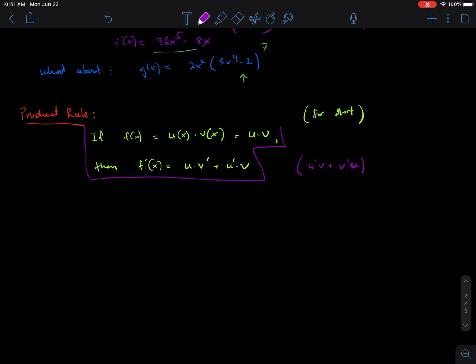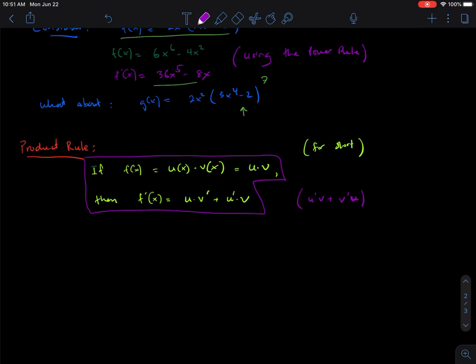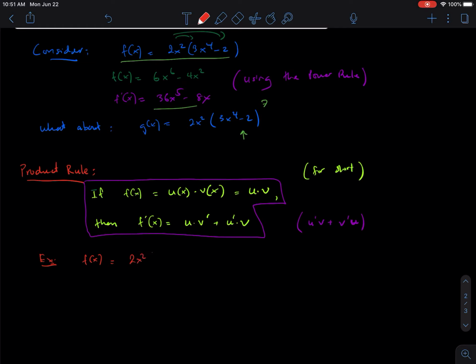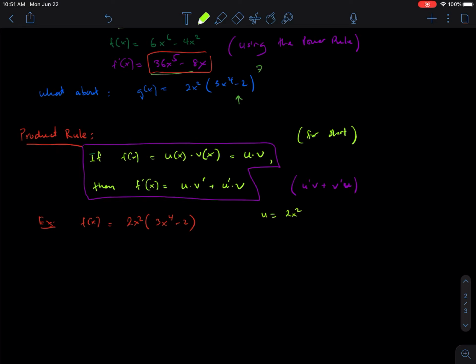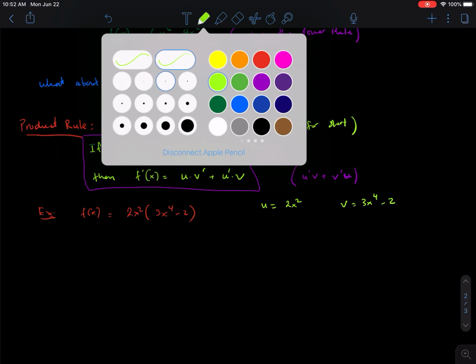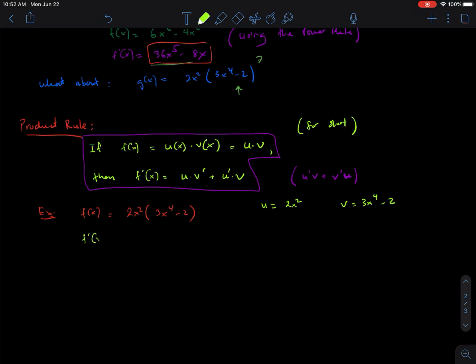All right. So let's apply that to our example here. The example we just did up there, the function is 2x squared times 3x to the fourth minus 2. We're just going to demonstrate that the product rule does work. We're hoping to get the same answer, and that should be the case. So my u is going to be 2x squared, and my v is going to be 3x to the fourth minus 2. The derivative formula says that f prime of x should be equal to u v prime plus u prime v.